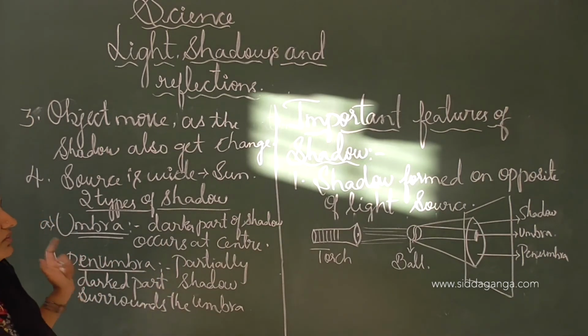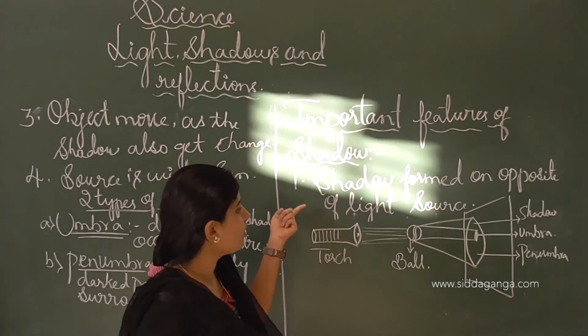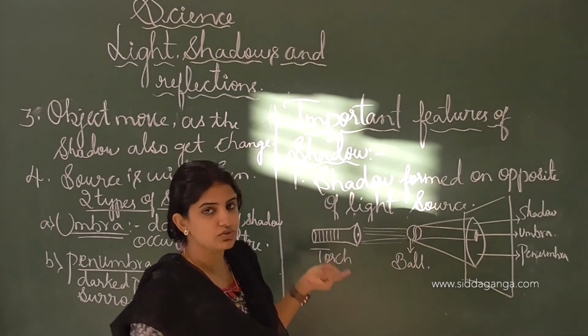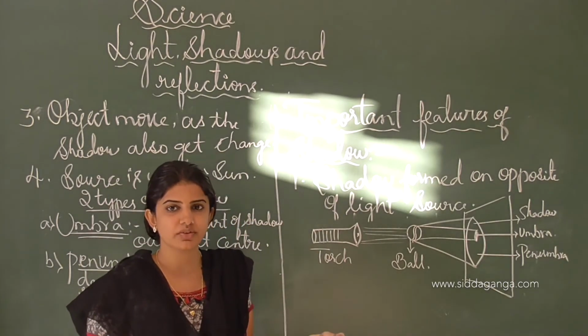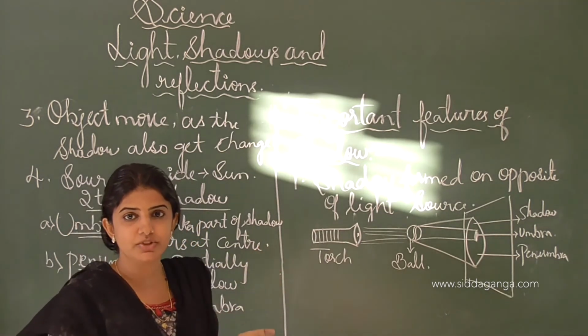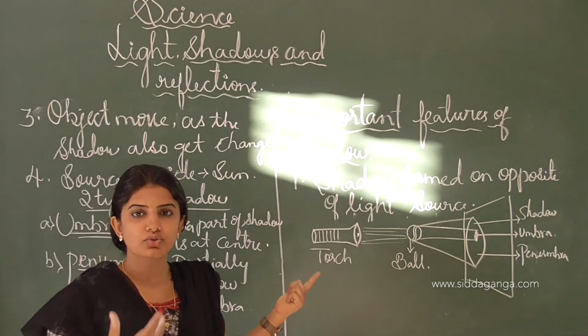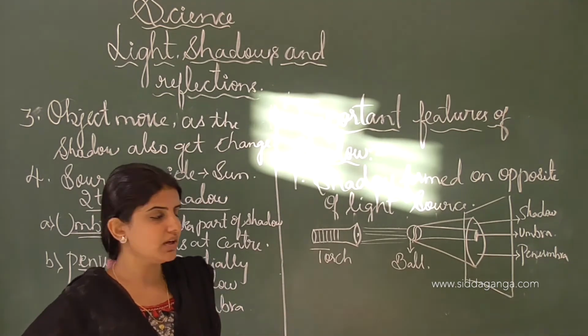So this is all about the important features of the shadow. First, the shadow is formed opposite to the light source. Usually the shadow is formed opposite to the source of the light. If we put any opaque object in front of the source of light, then the shadow is formed opposite to the source of the light.